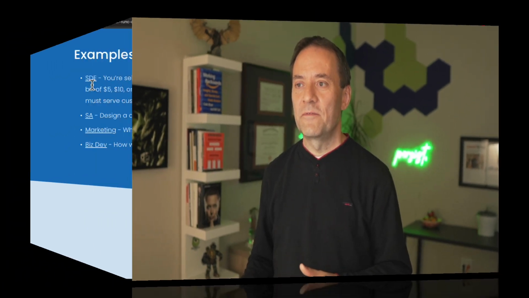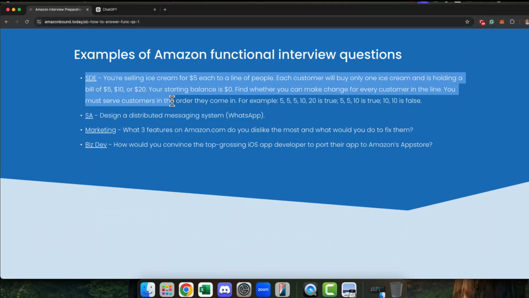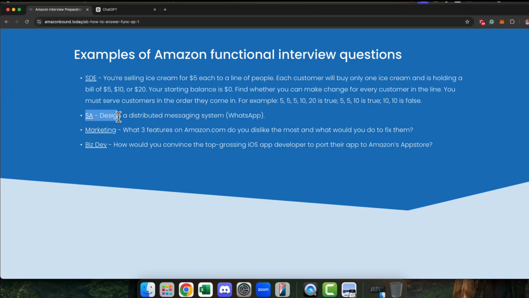Let's take a look at a few sample questions that I've prepared to give you a sense of what functional questions look like. Starting off with a coding question: you're selling ice cream for $5 each to a line of people, and then the rest of the question gives you an outline of constraints for which you need to write a program, write an algorithm, and come up with a solution. The next question is a solution architect question where you're asked to design a distributed messaging system such as WhatsApp. The second question can also work as a design question in a coding interview.